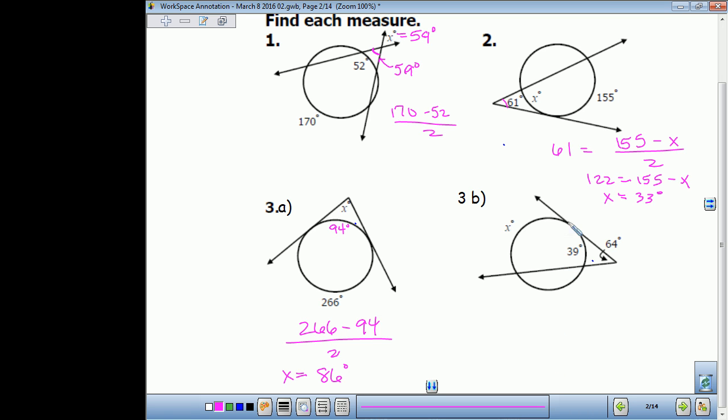All right, this one is very similar to 2. So we'd say 64 equals, this time it's x minus the 39 over 2. So there's 128 equals x minus 39. We'll add 39 to both sides, and we get 167 equals x. Any questions on 1, 2, 3, or 4?